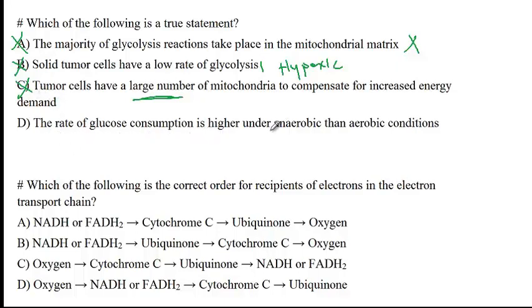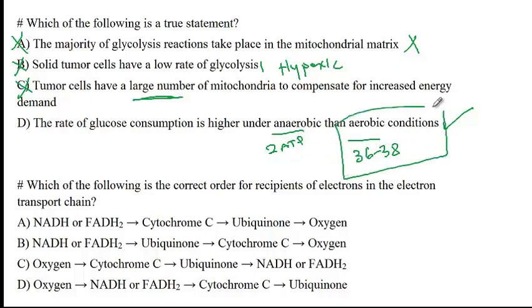The rate of glucose consumption is higher under anaerobic than aerobic conditions. And this is correct, because how much ATP is produced from anaerobic respiration? 2 ATP. And how many from aerobic respiration? 36 to 38, assuming 3 ATP per NADH and 2 ATP per FADH2. So one glucose molecule will yield many more ATPs under aerobic conditions. But under anaerobic conditions, there's so little ATP production that the glucose consumption has to keep increasing to compensate for that.